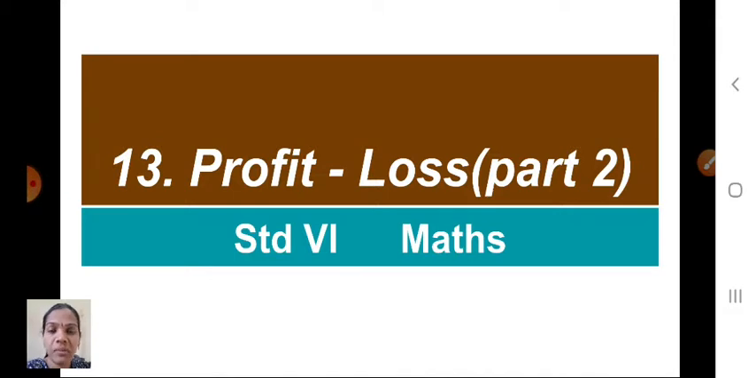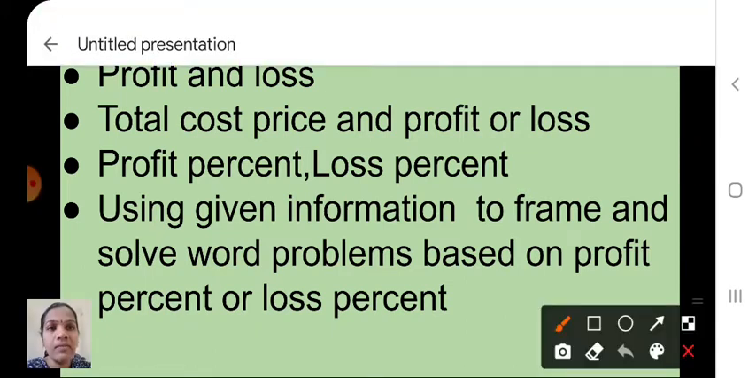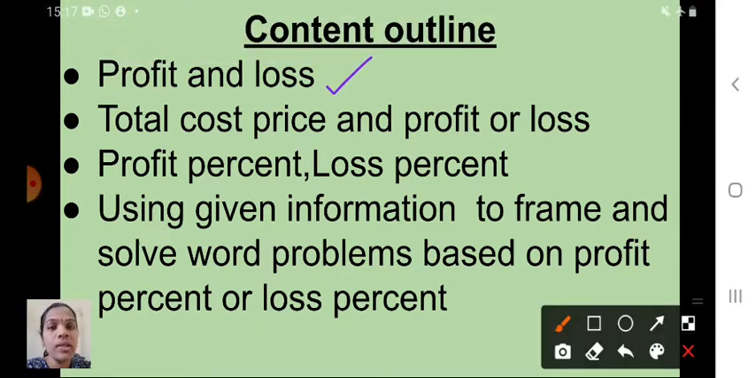Children, in this session I am going to continue chapter number 13, profit and loss. One exercise we had completed, isn't it, children? So next exercise we will see in this session. Are you ready? See here, this is the content outline. Profit and loss we already discussed, so next we will discuss today total cost price and profit or loss.